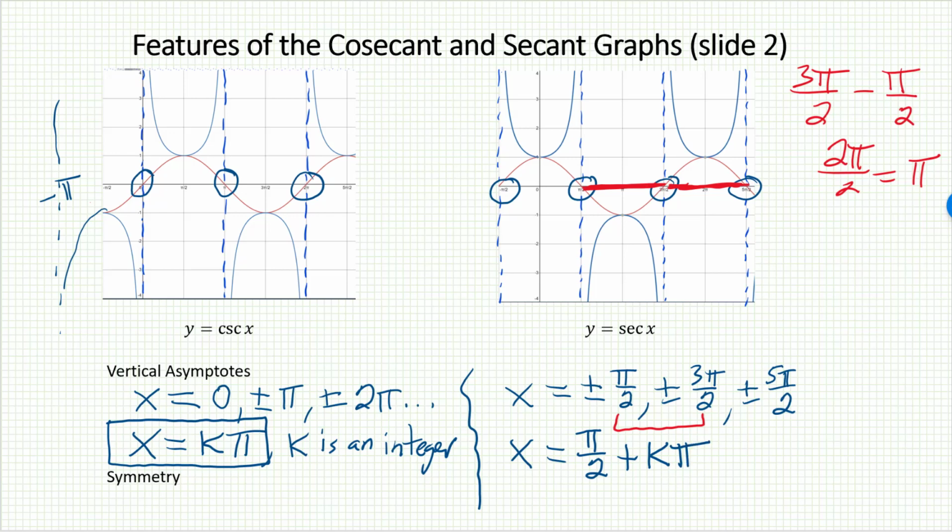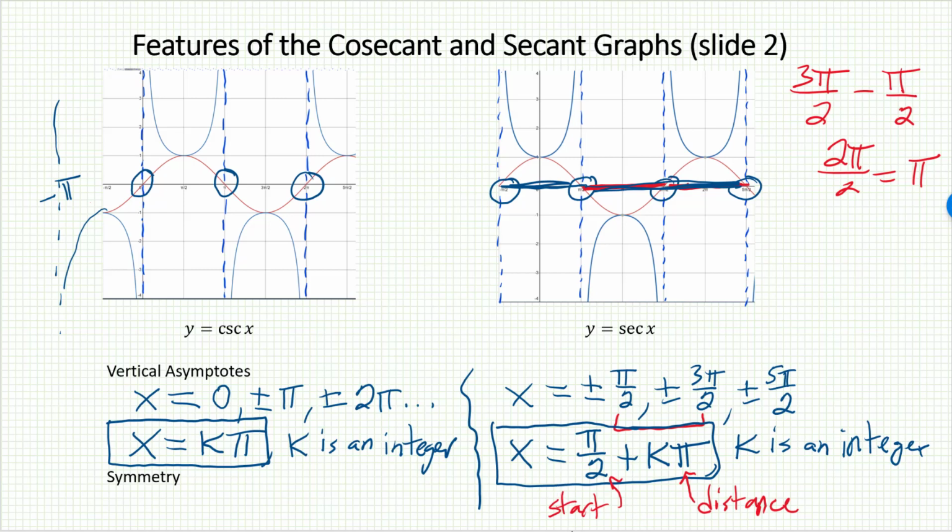For example, if you take pi over 2 plus 1 pi, you'll get 3 pi over 2. If you take pi over 2 plus 2 pi, you'll get out there to 5 pi over 2. If you took pi over 2 minus 1 pi, you'd get over here to negative pi over 2, and so on. Once again, k just represents any integer. So this formula sums up the location of all the vertical asymptotes for the secant function.